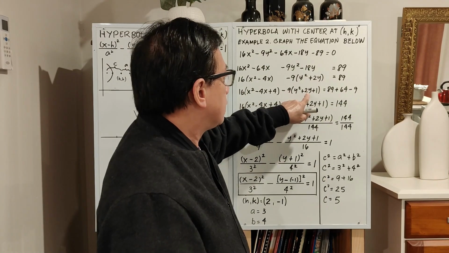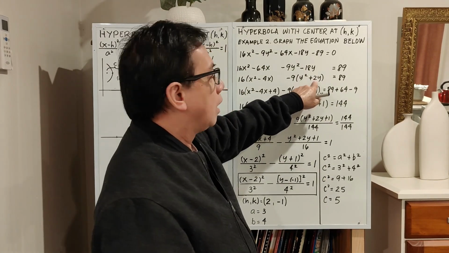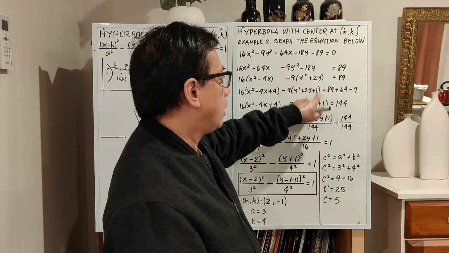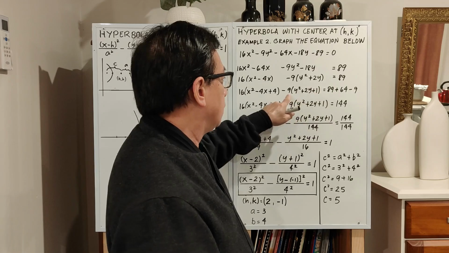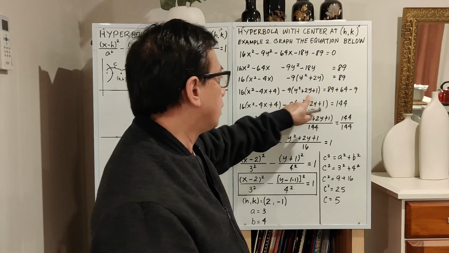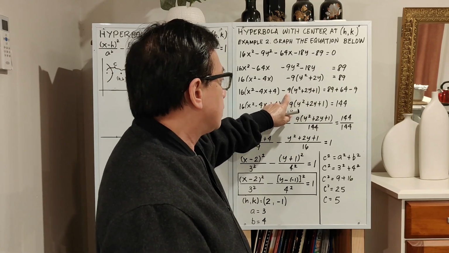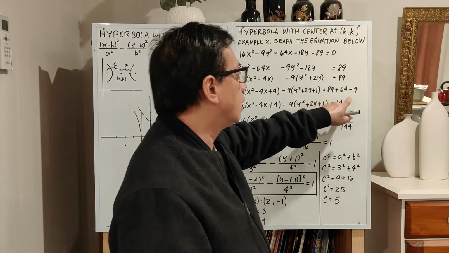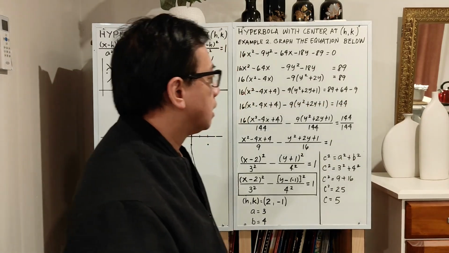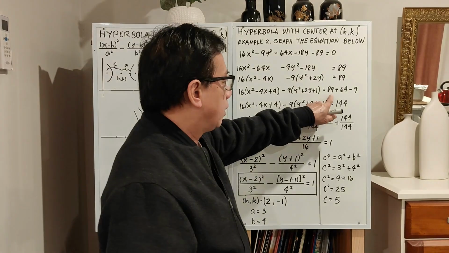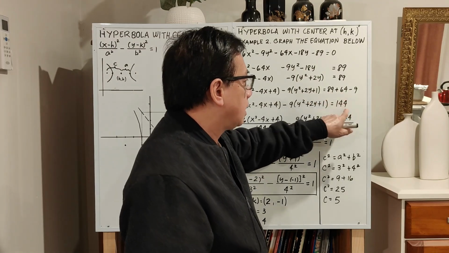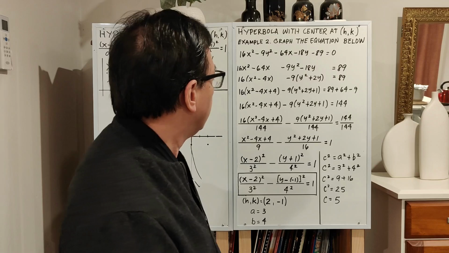In here, we complete the squares as well. Half of 2 is 1. Square 1 is still 1, so we add 1 here. But we need to multiply it to the 9, which is factored out. So 1 times negative 9 is negative 9. So we need to add negative 9 on the other side of the equation. So 89 plus 64 minus 9 is 144.